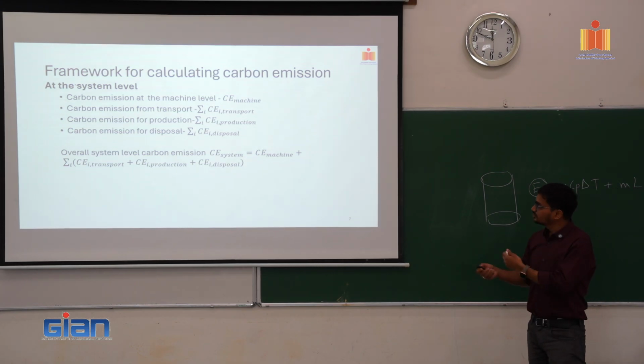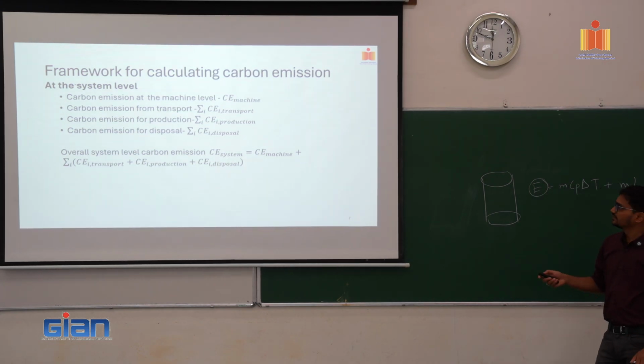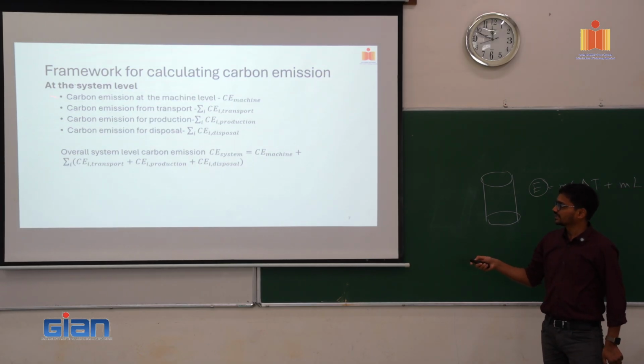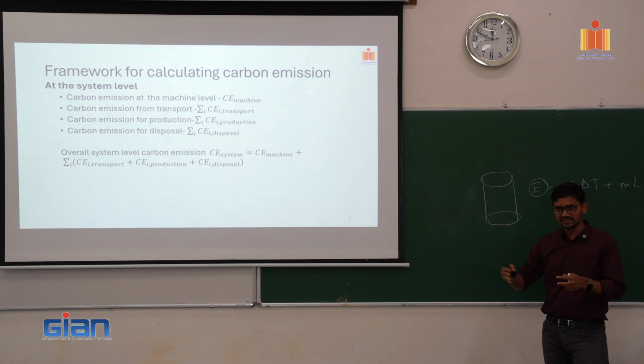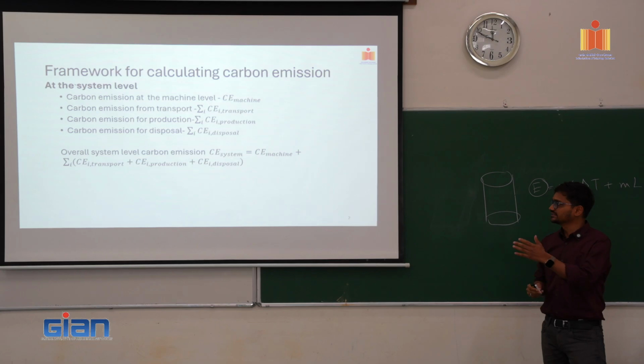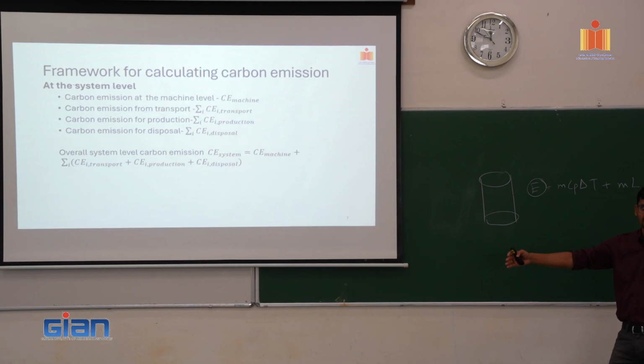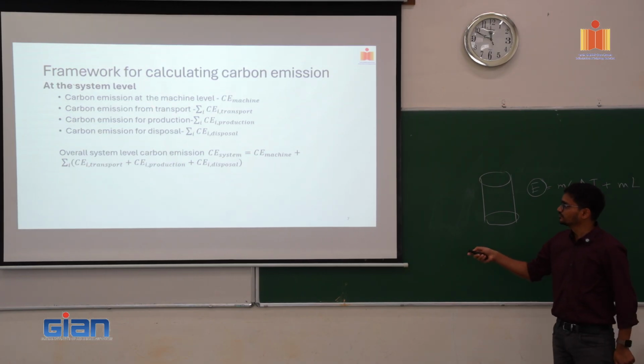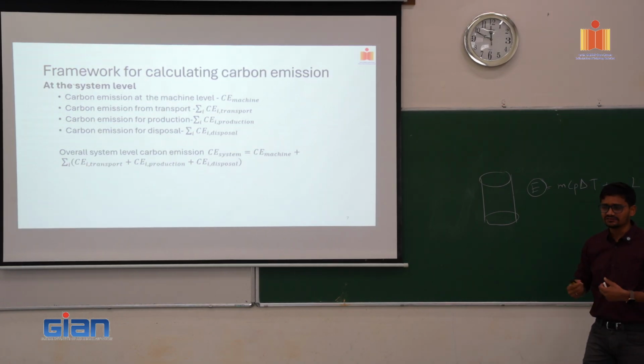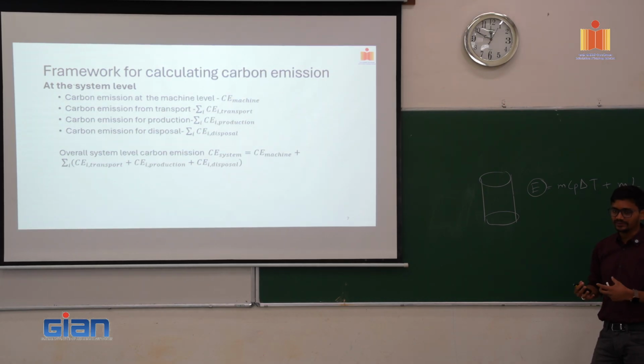Okay, now you go to the system level. As I mentioned, in the system level, what you have here is first of all the carbon emission at the machine level, then you get the concept of transport, how much energy is required for transportation of the raw materials. Now this is not only for the raw materials, but it could also be transport for the finished goods. Okay, and sometimes if you fail to account for that, that itself can be a very big contribution to the energy.